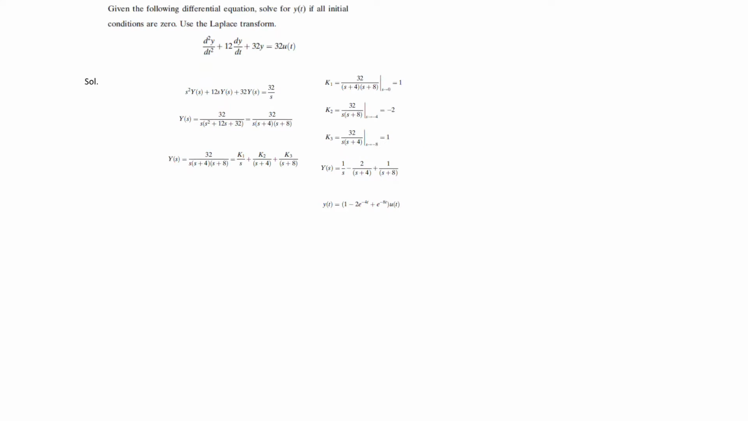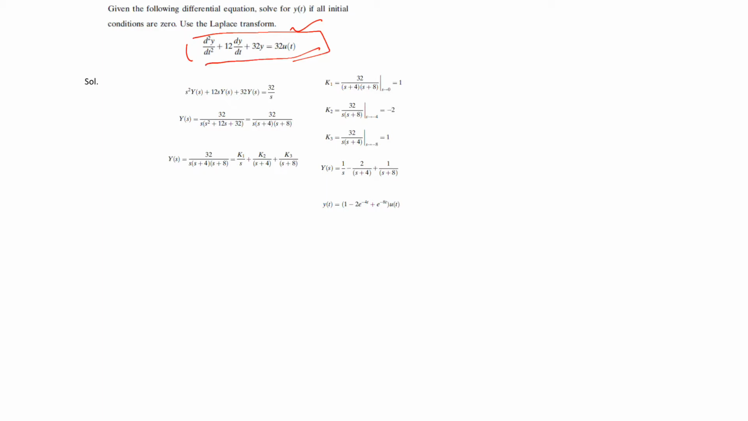Now let us take an example where we have to find y(t) with all initial conditions 0 by using the Laplace transform. First of all, this is the differential equation, and now let us see how we proceed. First of all, we represent that differential equation in the s domain.